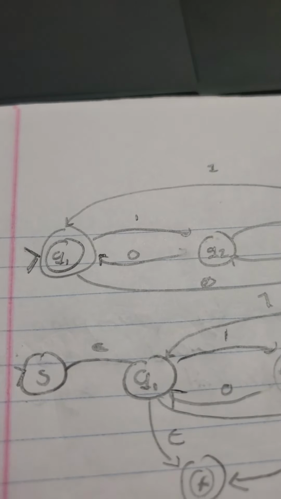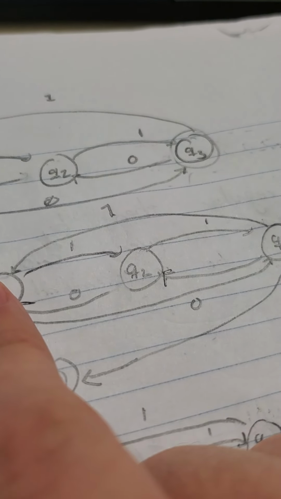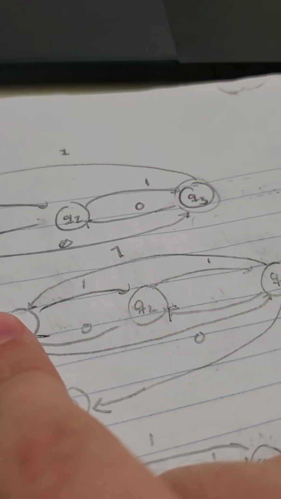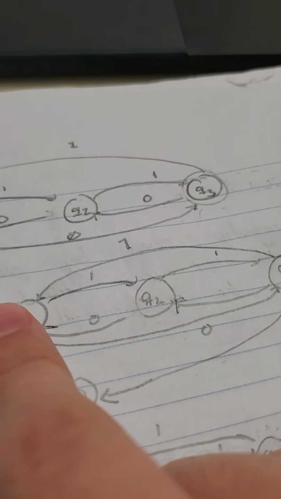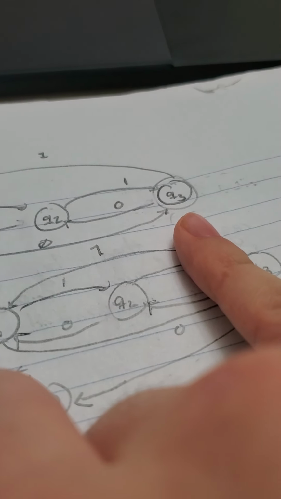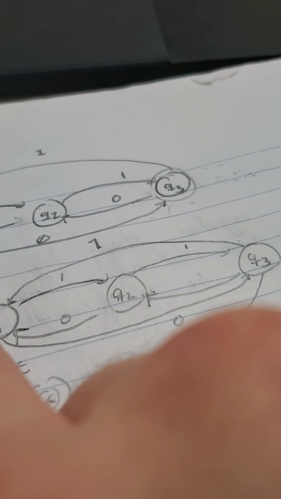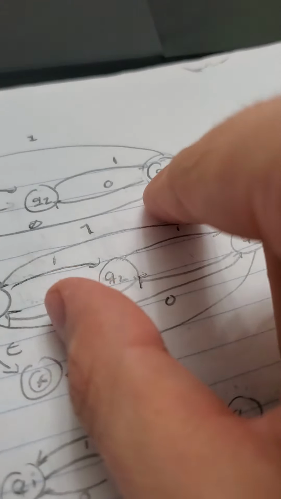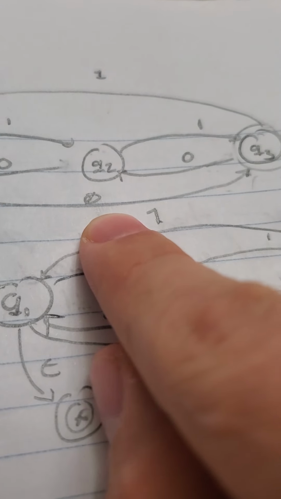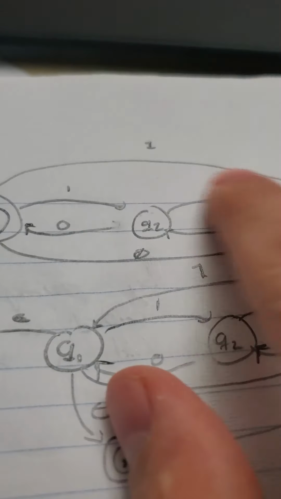So for number 3, we have an automaton that has 3 states, Q1, Q2, and Q3. The starting state is also a final state, and the third state is a final state also. And it says when you see a 0 in Q1, you go directly to Q3. When you are in Q3 and you see a 1, you go directly to Q1.